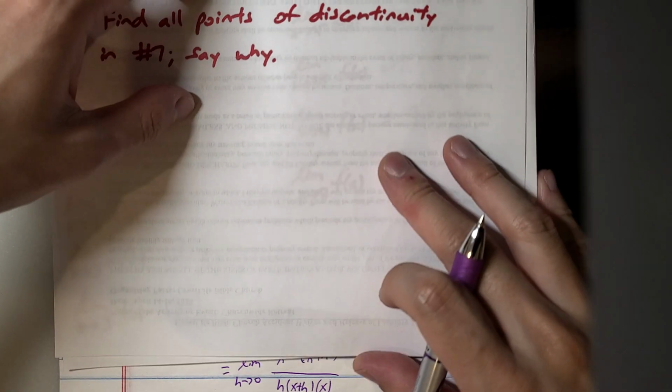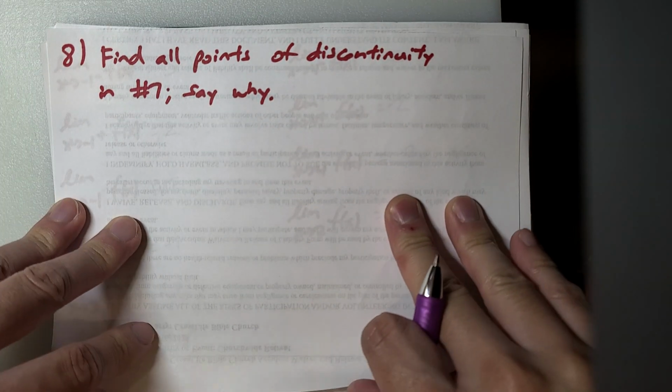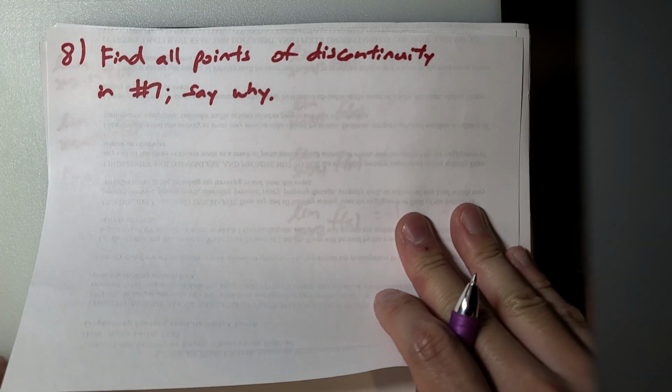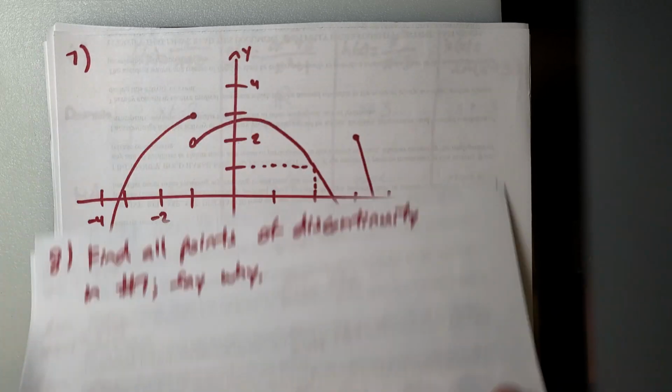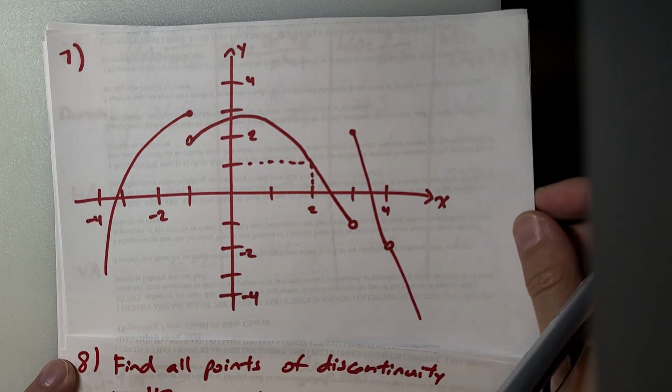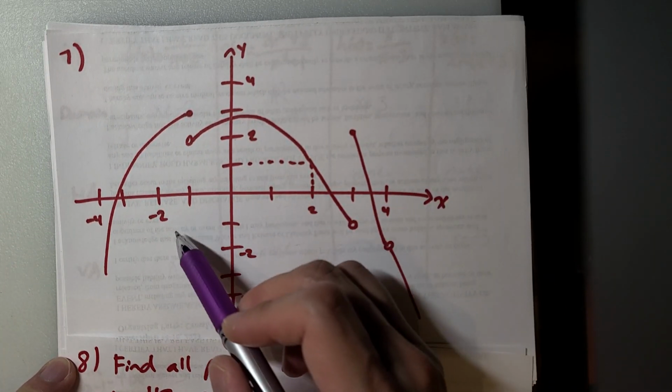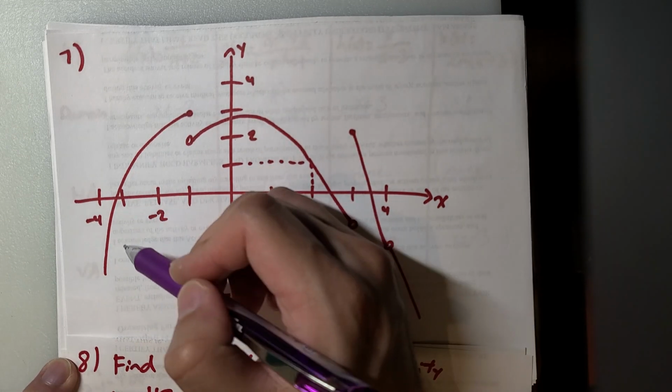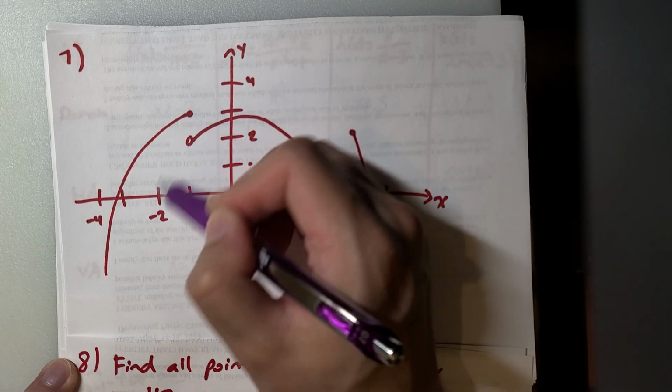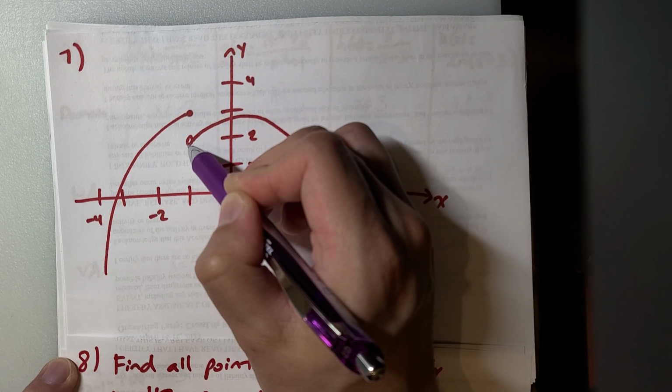Next, this is the last problem. We're asked to find all points of discontinuity in number 7, and you have to say why. Okay? So let's go back to the graph. We know that you can think of discontinuity as where you have to lift your pen or pencil when you draw the graph. That's over here, there's a jump there.